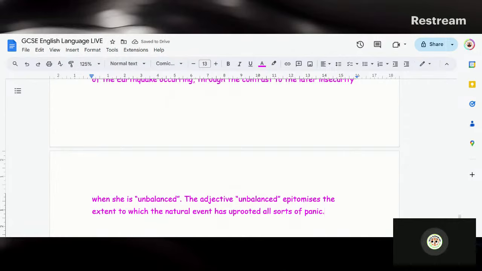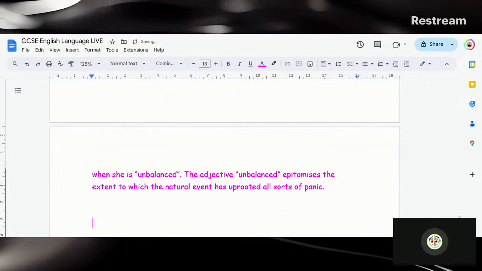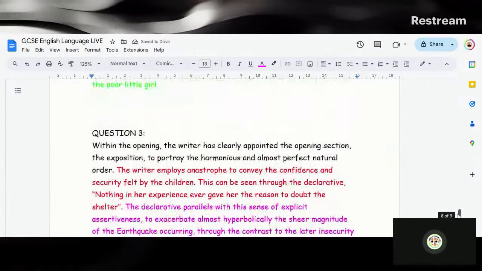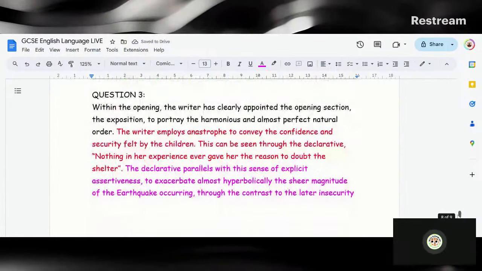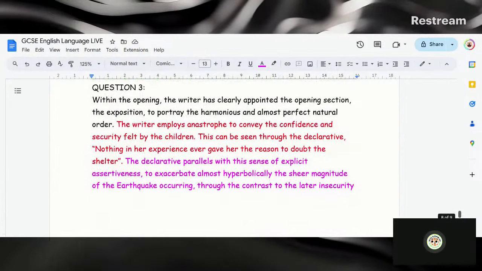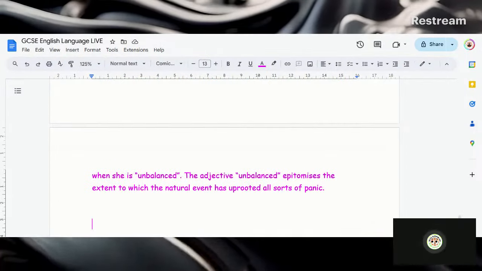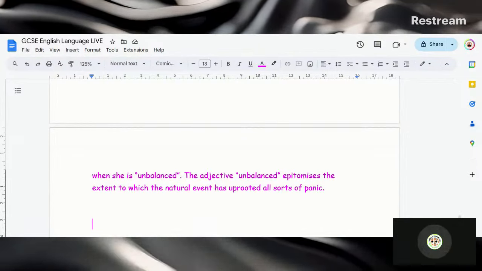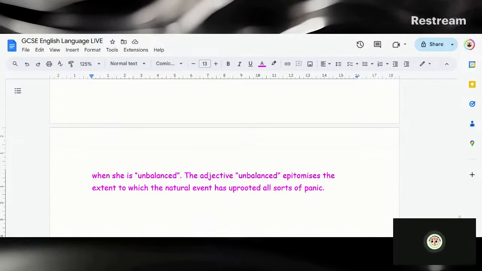Now I think we're just waffling here, so let's move on to another point, another structural point, because what have we spoken about so far? Anastrophe, declaratives, we've spoken about contrast. So you can also argue that that's perhaps juxtaposition as well.